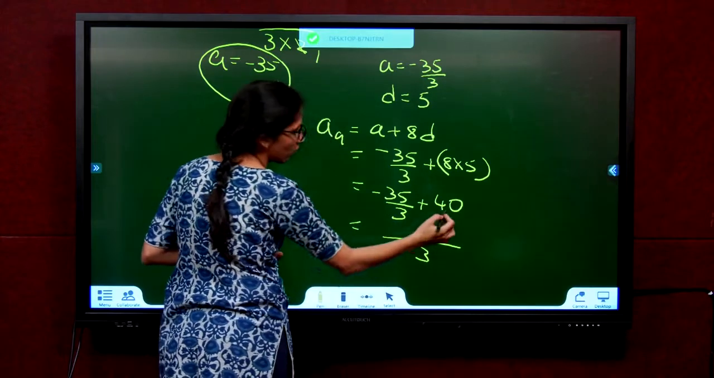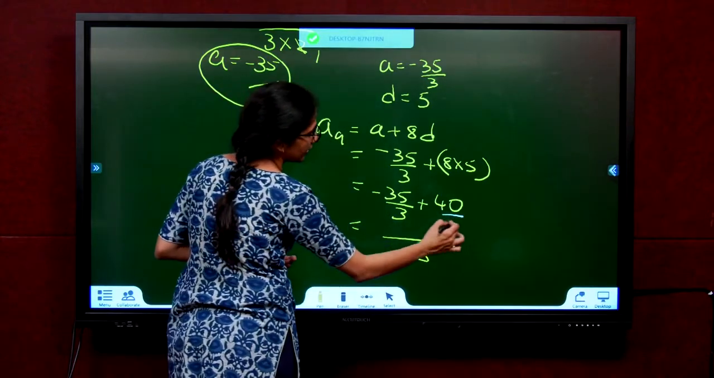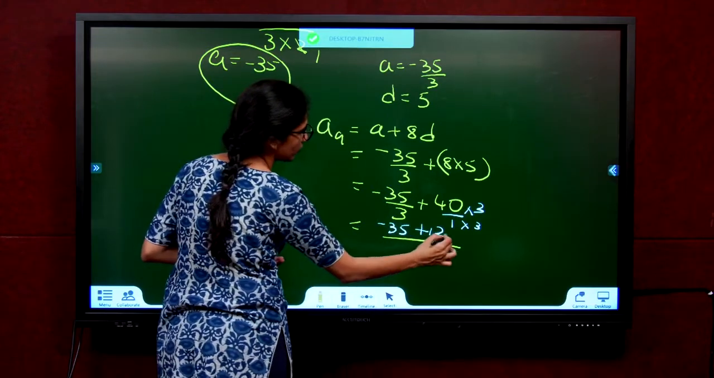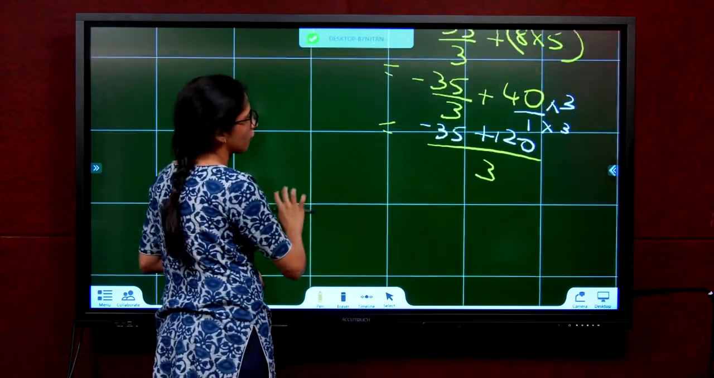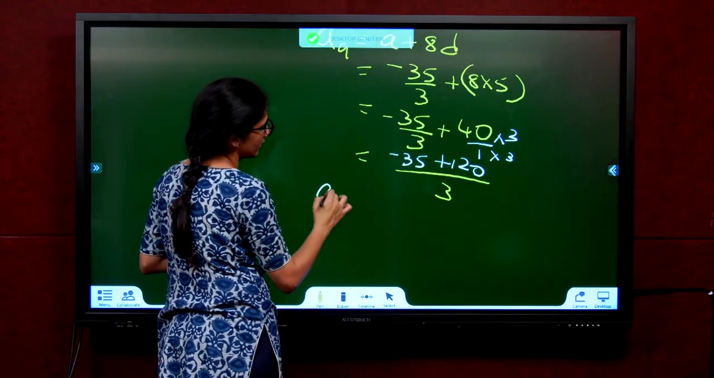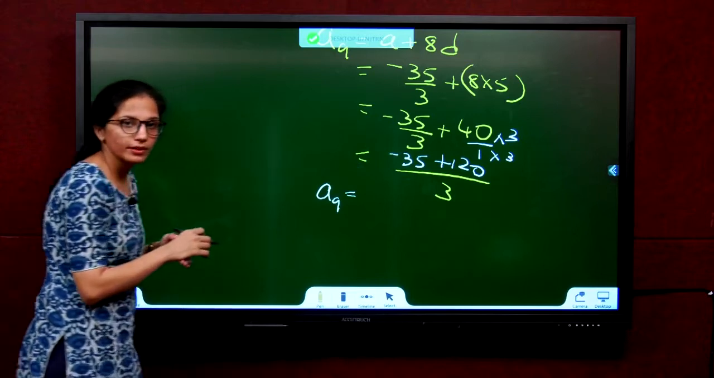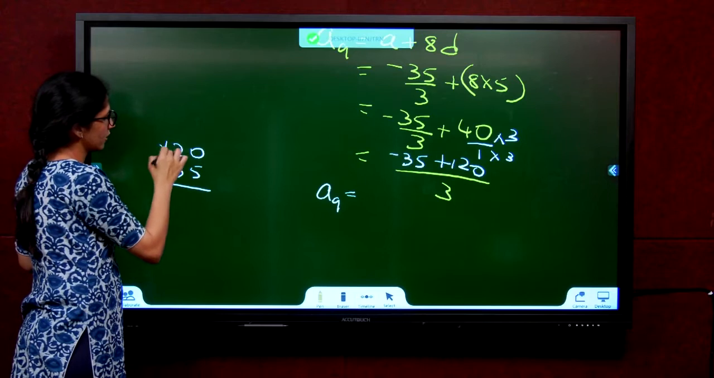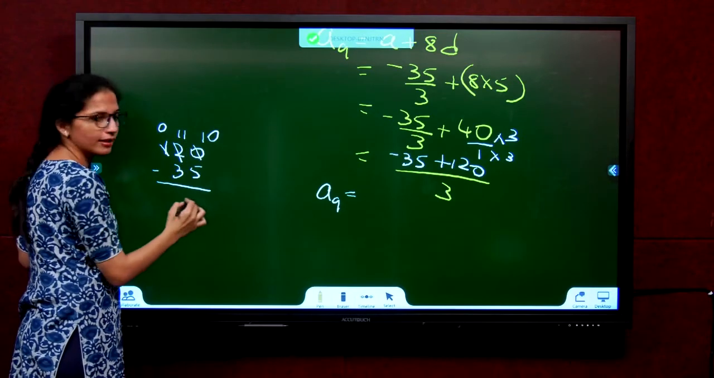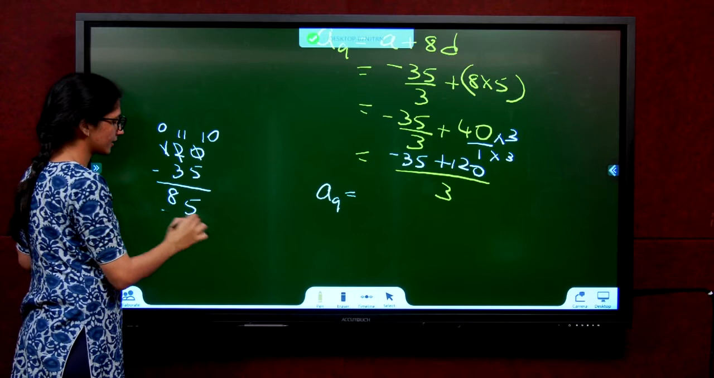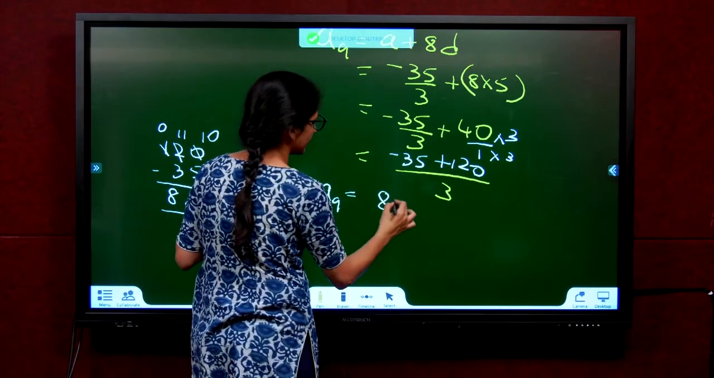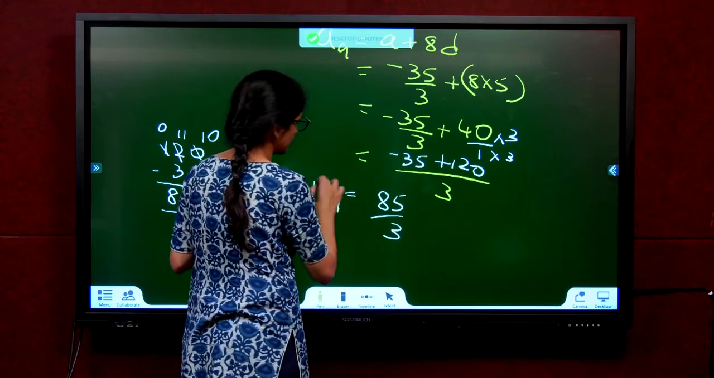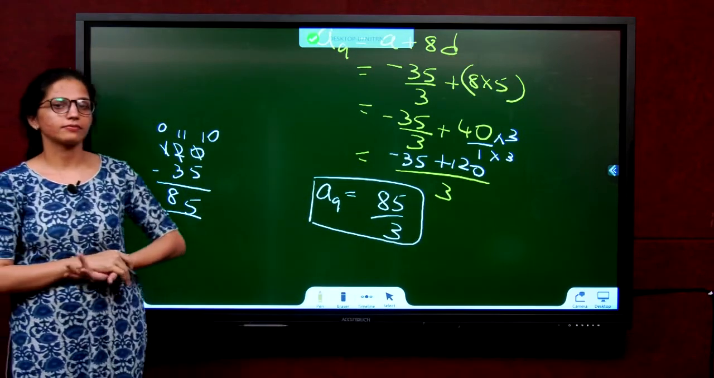LCM is 3. You want to create a 3 here. So what do we do? This one here, multiply and divide with 3. So minus 35 plus 120. What is minus 35 plus 120? Subtraction you do. 120 minus 35. 0, 11, 10. 10 minus 5, 5. 11 minus 3, 8. 85. So plus 85. Why plus? Because 120 is the bigger number and its sign is plus. A9 is 85 by 3.